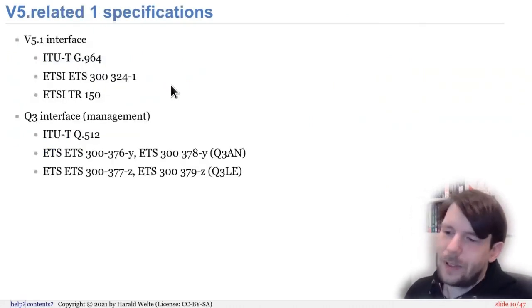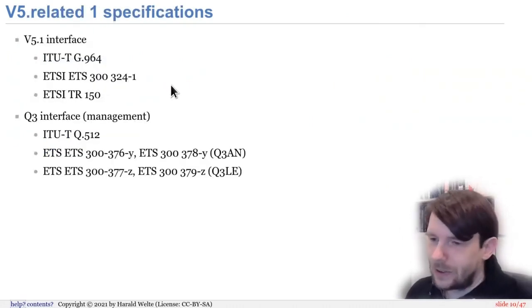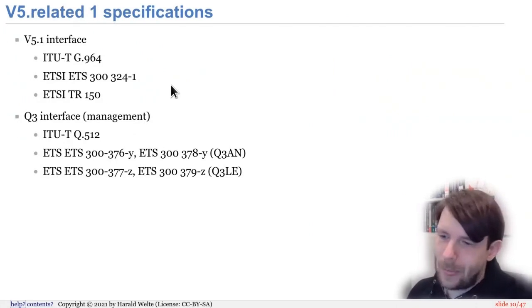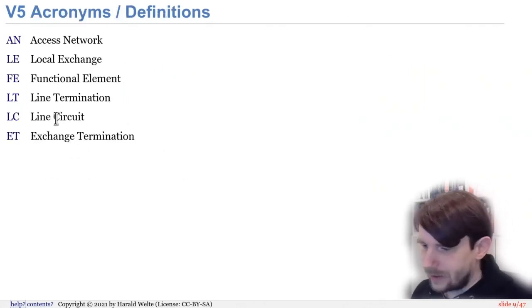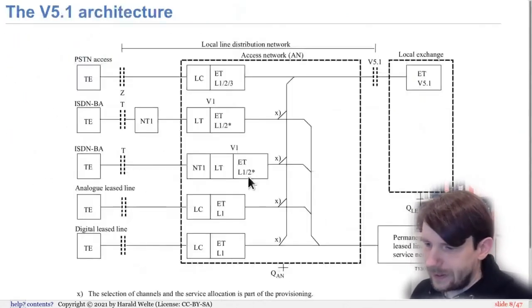So the specifications, in case anyone wants to look up the references: there is the V5.1 interface that's specified in ITU G.964 and these ETSI specifications below. And there's also the Q3 interface. Actually, I ignored that here on the slides.